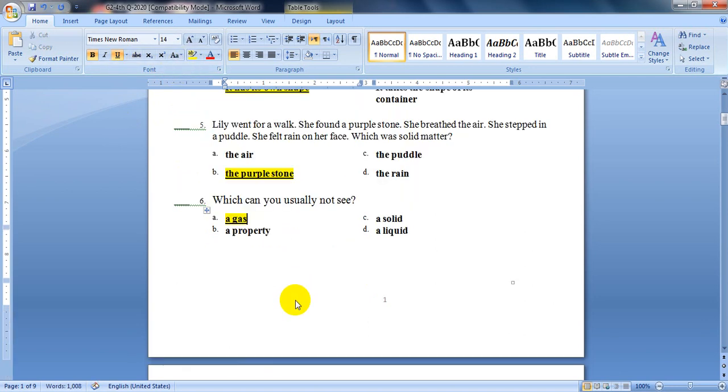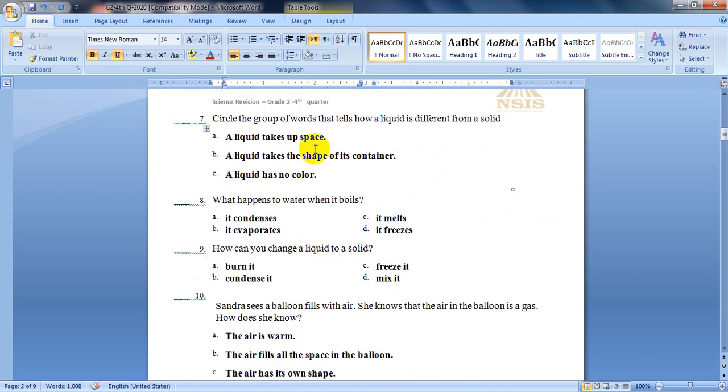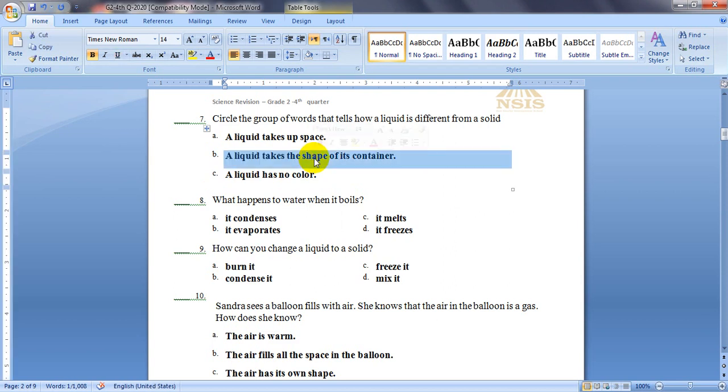The next question, number 7. Circle the group of words that tells how a liquid is different from a solid. A liquid takes up space. A liquid takes the shape of its container. A liquid has no color. Which one is the best? It will be letter B. A liquid takes the shape of its container.